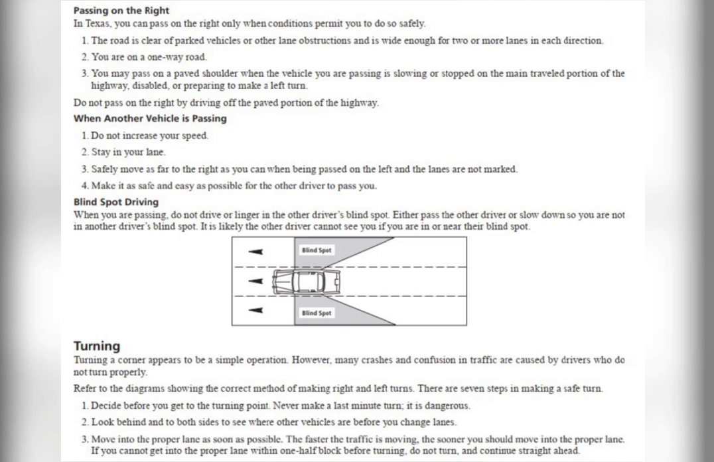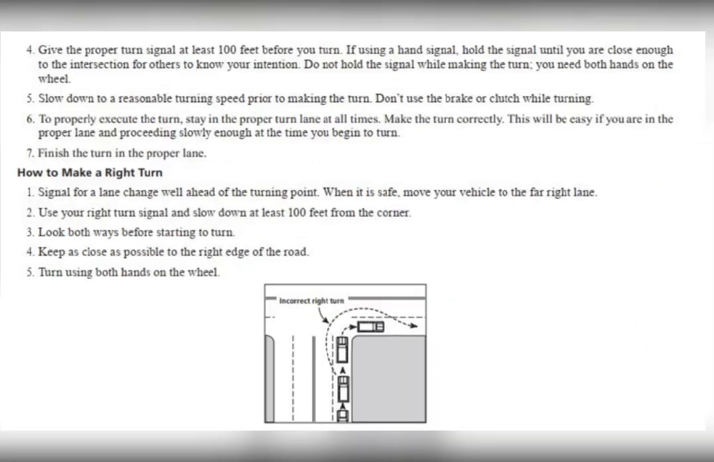1. Decide before you get to the turning point. Never make a last-minute turn. It is dangerous. 2. Look behind and to both sides to see where other vehicles are before you change lanes. 3. Move into the proper lane as soon as possible. The faster the traffic is moving, the sooner you should move into the proper lane. If you cannot get into the proper lane within 1/2 block before turning, do not turn and continue straight ahead.